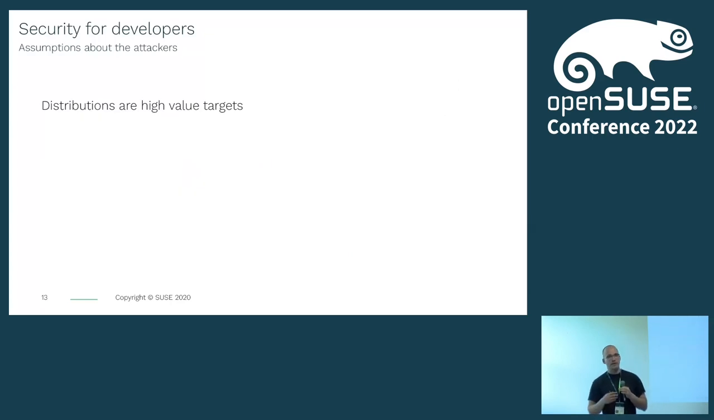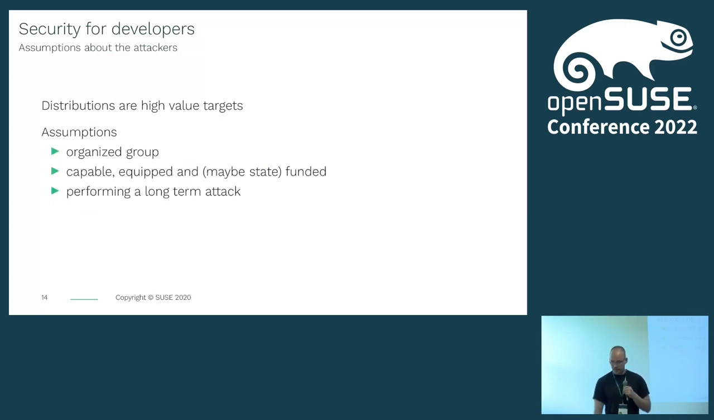Some assumptions about the attacker, because if you want to defend against something, you first need to know what you're actually defending against. So distribution is definitely a high-value target. We are a nice multiplier. If you manage to compromise a package in a distribution, then you own a lot of machines. So the assumption is that there are organized groups out there that would be interested in compromising us or your workstation. They are capable and equipped and might be state-funded. And also, they are not only out for the short attack, they might also invest just a bit more time. This is also a problem for communities because they might invest time to become a community member.